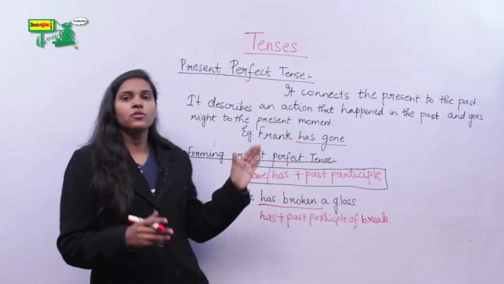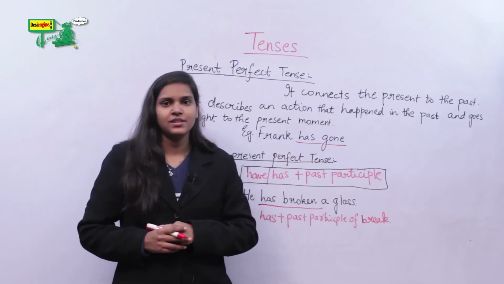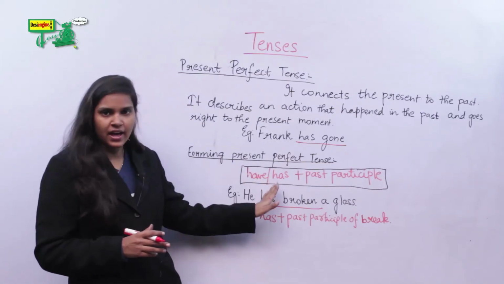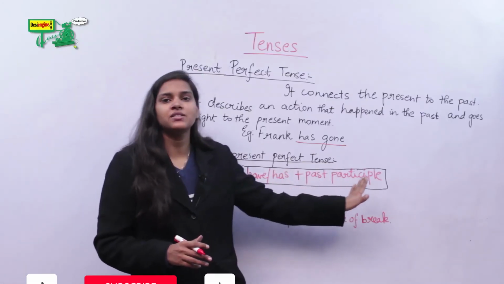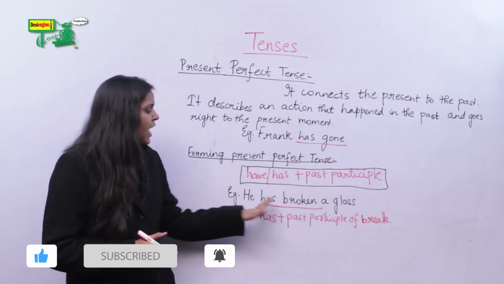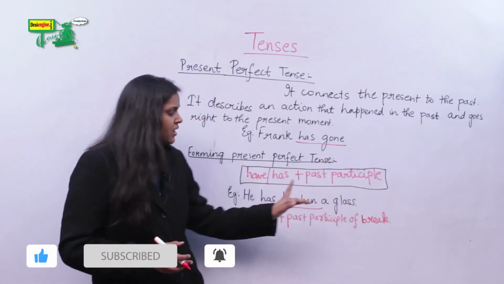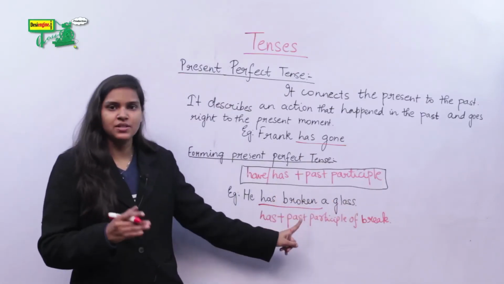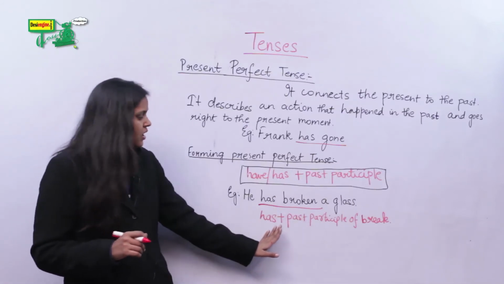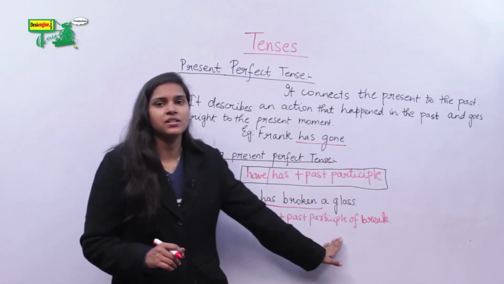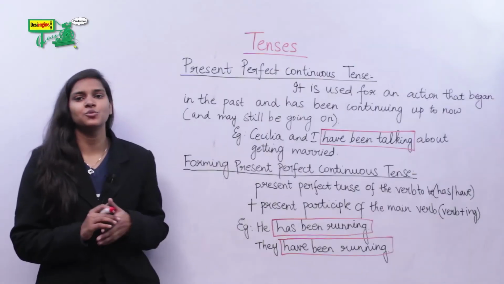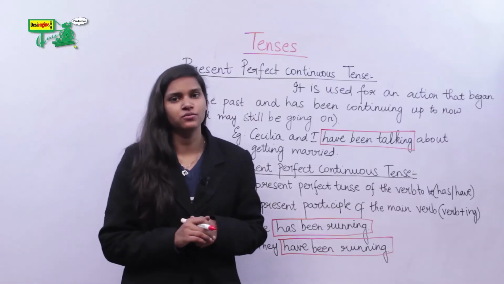Let's come to now the forming of present perfect tense. It is formed by adding have or has plus past participle of the main verb. For example, he has broken a glass. Has broken, which is a present perfect tense verb, is formed by adding has plus past participle of break, which is broken. Let's do present perfect continuous now.